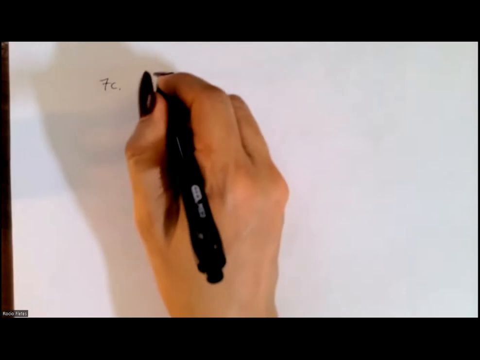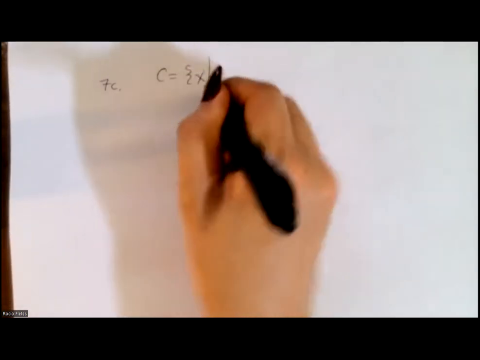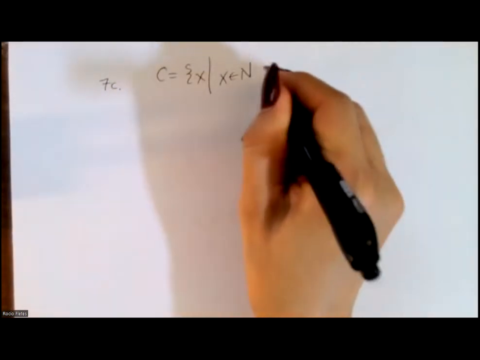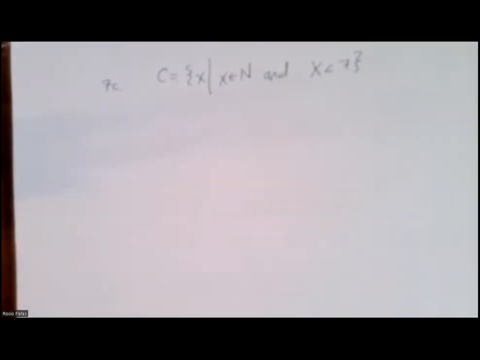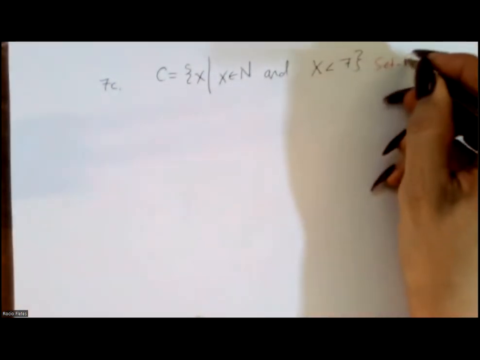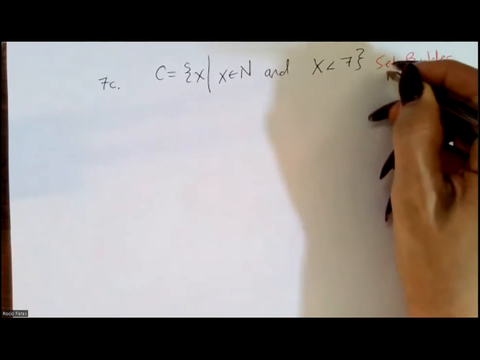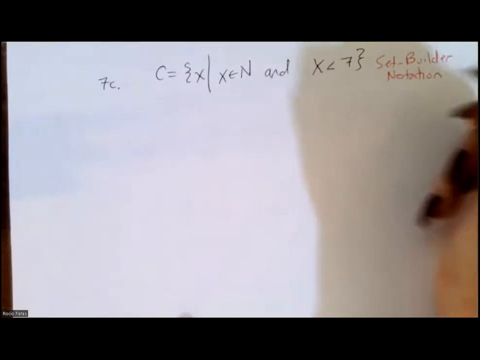It says C is a set of all the x's such that x is a natural number and x is less than 7. Well, let me write it. This is, remember, what do we call this? This is a set builder notation, right? This is a set builder notation.